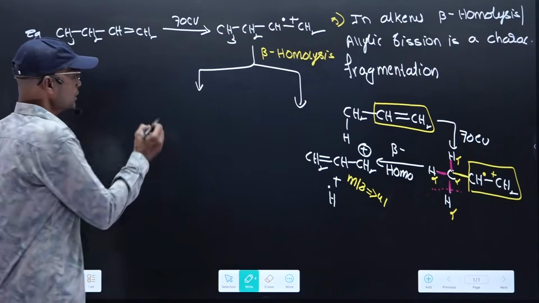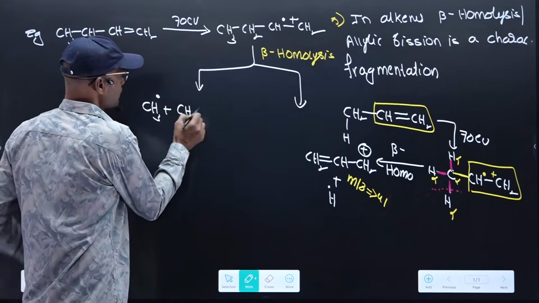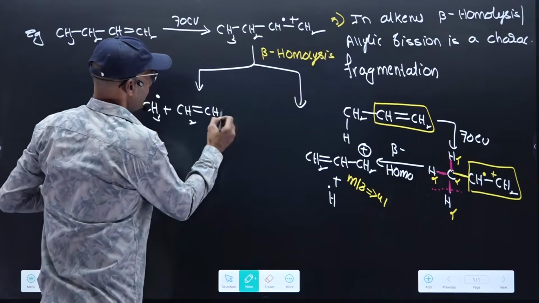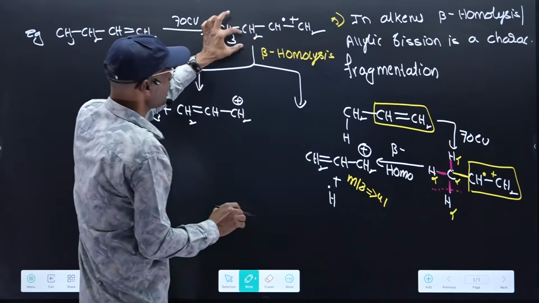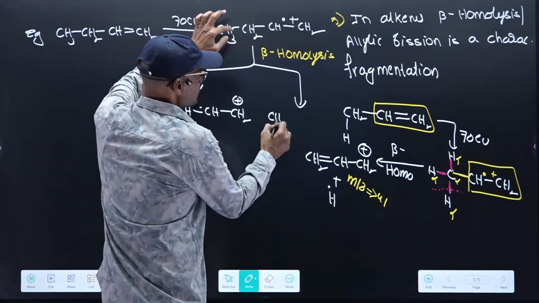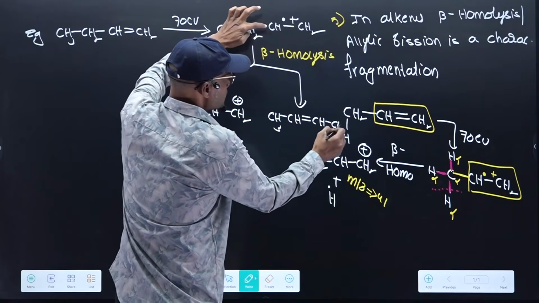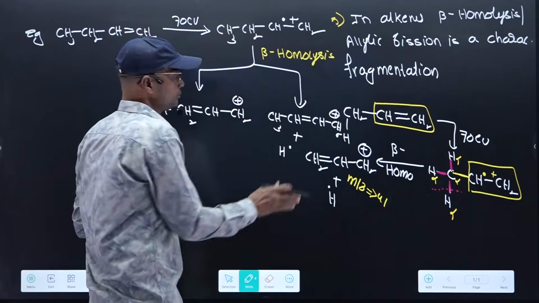Suppose in the first case, if I remove carbon as a radical, then what will you expect? This and this form a double bond and here you will expect an allyl cation, right? Suppose if I break the carbon hydrogen bond, then this CH3 is as it is, this carbon and this carbon carry a double bond and this carries CH2 plus, and what is removed here? H dot is removed.